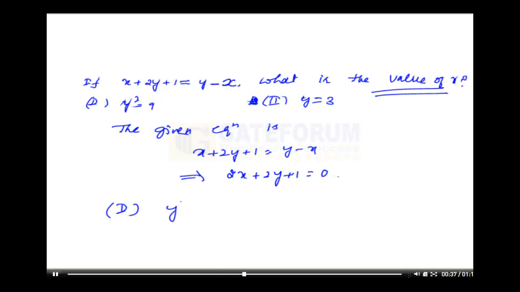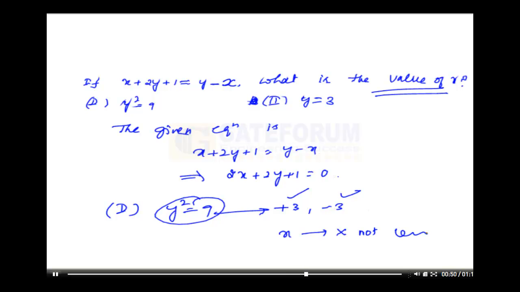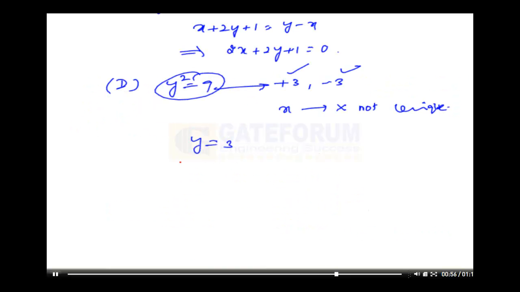It is saying that y square is equal to 9. So, if y square is 9, y can be plus 3 or minus 3. If I substitute plus 3 or minus 3, you'll get two different values. So the value of x is not unique. So we cannot answer by statement 1. Now let us look into statement 2. y is equal to 3. If I substitute y is equal to 3 in the given equation, definitely we can obtain the value of x. So only statement 2 is enough to answer this question. So option A.